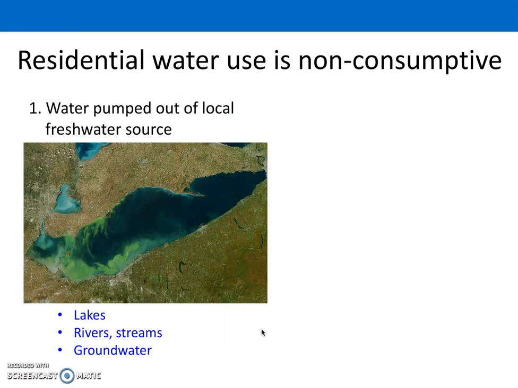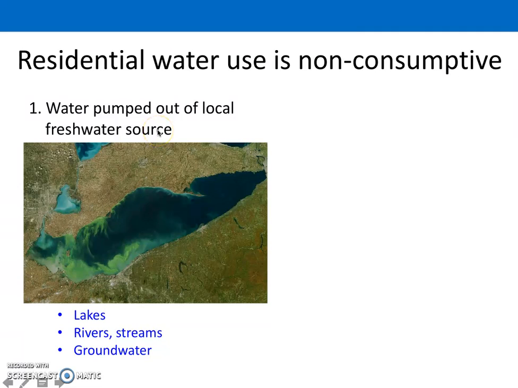Okay, so one thing we need to take a look at is how water gets to you and then gets back out to Lake Erie. I think we tend to take this for granted, and a lot of people don't really know where their water comes from. So first of all, water is pumped out of a local freshwater source.